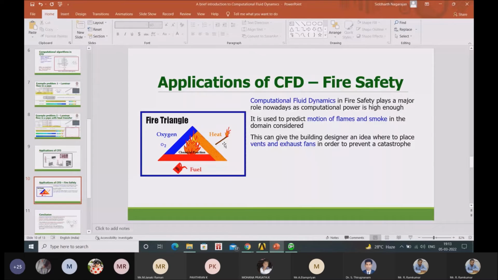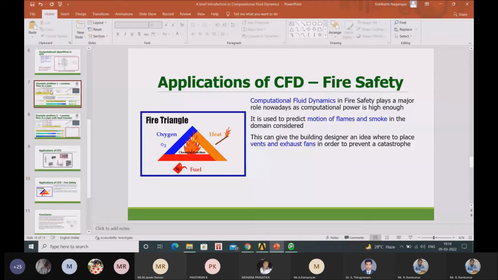So for extinguishing fire, what you need to do is cut off any one of these. That's the ultimate goal. If you cut off oxygen, fire is not going to happen. If you cut off the fuel, it's not feasible. It's difficult. So most of the applications are going to revolve only around cutting off oxygen and the heat.